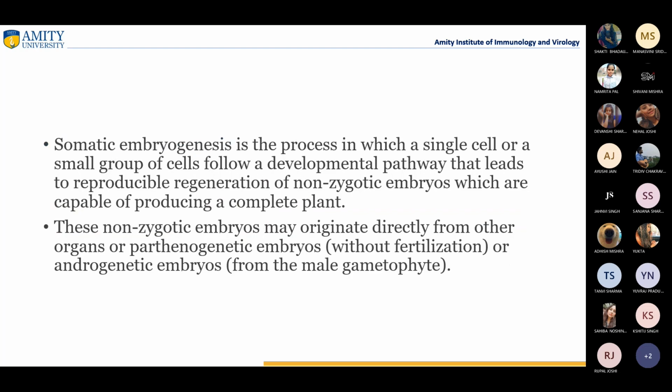Somatic embryogenesis is basically a process where a single cell or a small group of cells follow developmental pathways that lead to reproducible regeneration of non-zygotic embryos. I'll discuss later what zygotic and non-zygotic embryos are, which are capable of producing the entire complete plant. These non-zygotic embryos may originate directly from other organs or from parthenogenetic embryos. Without fertilization, the embryos that develop we call non-zygotic embryos, right? Or androgenetic embryos, which develop from the male gametophyte only.